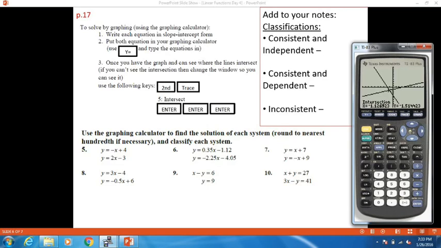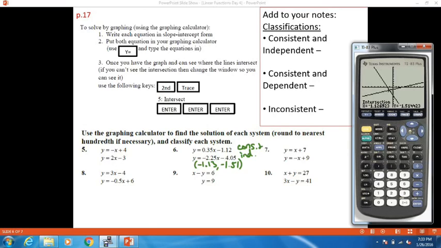So that means that we are consistent and independent. So we said this one was at negative 1/1300ths and negative 1/5100ths, and that one's consistent and independent. All right, so pretty easy when they're all in slope-intercept form. But what if it's not in slope-intercept form?